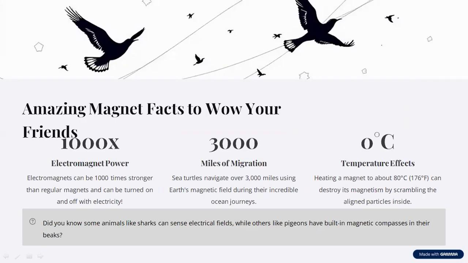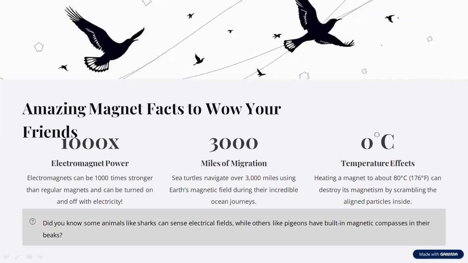3,000 miles of migration. Sea turtles navigate over 3,000 miles using Earth's magnetic field during their incredible ocean journey. They do not have any mobile or GPS. Still, they are able to move in exactly the same way and to the same location. That's because they have inbuilt navigation using Earth's magnetic field.